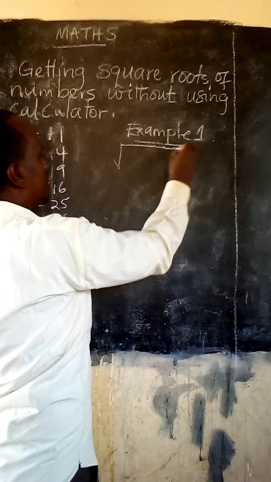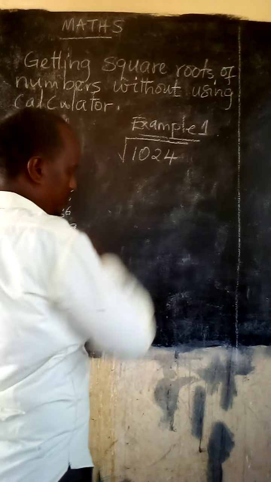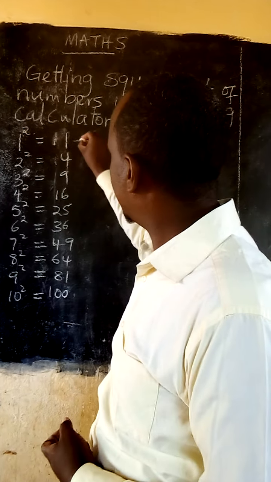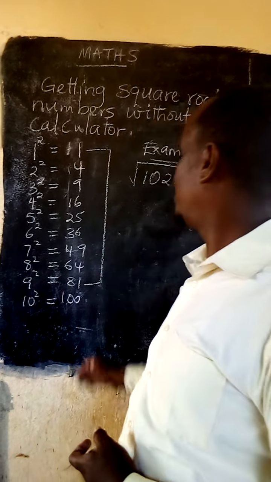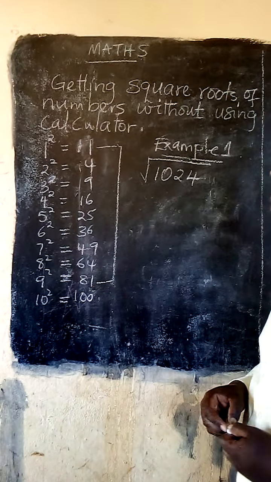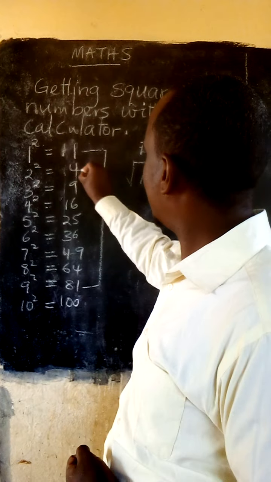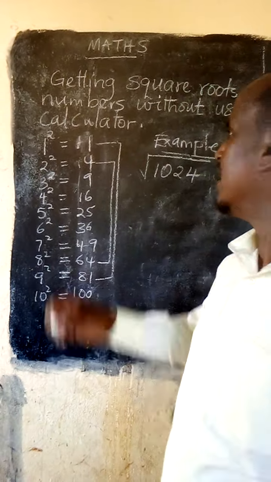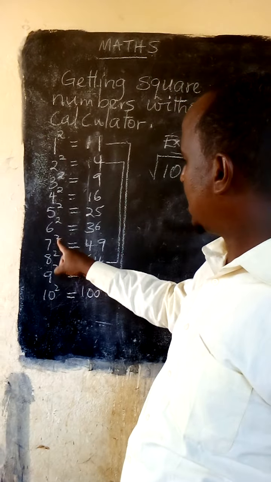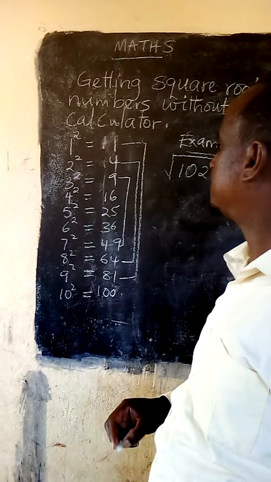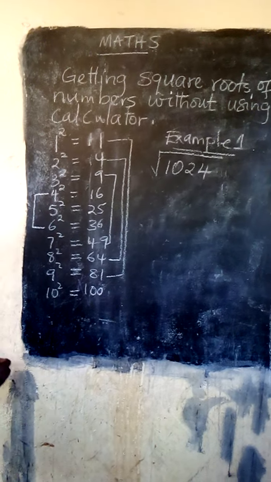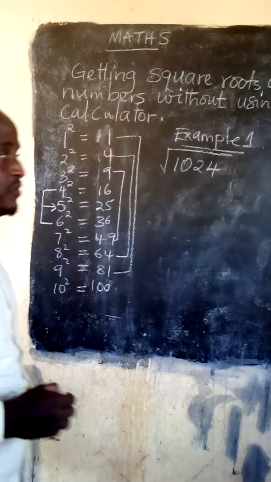let us find the square root of 1024. But before we continue, here we can see that 1 squared and 9 squared will give you a last digit of 1. 2 squared and 8 squared, the last digit will be 4. 3 squared and 7 squared will give you 9. 4 squared and 6 squared will give you 6. And finally 5 squared will give you 5.